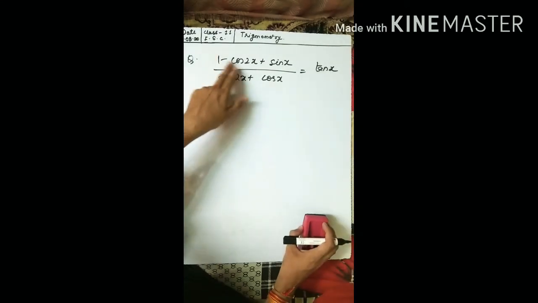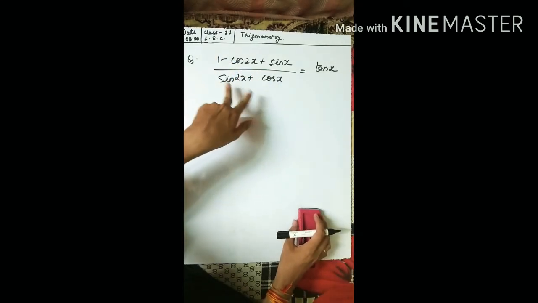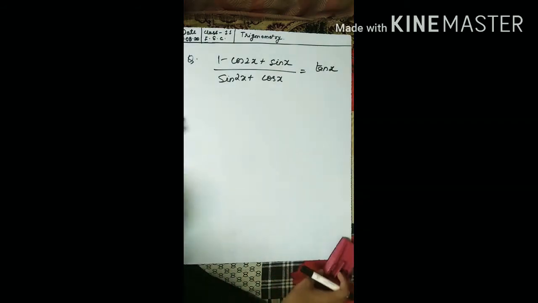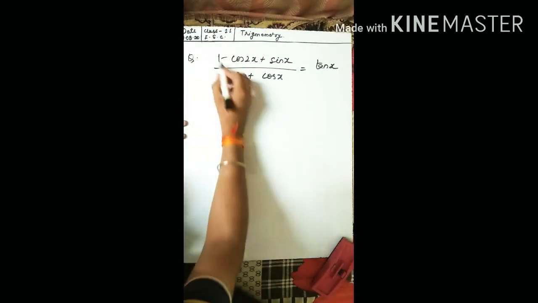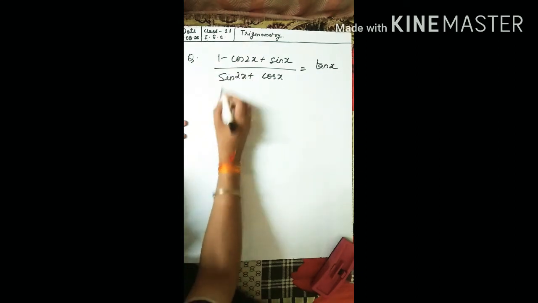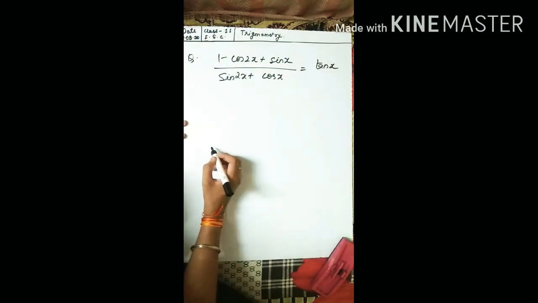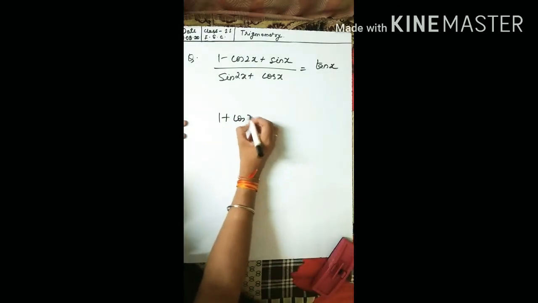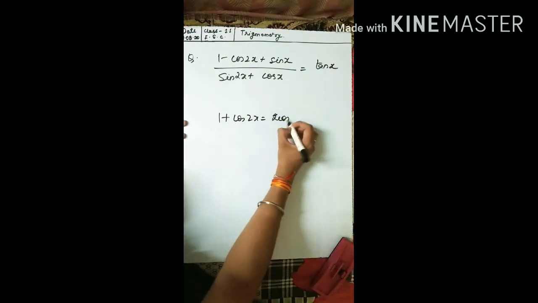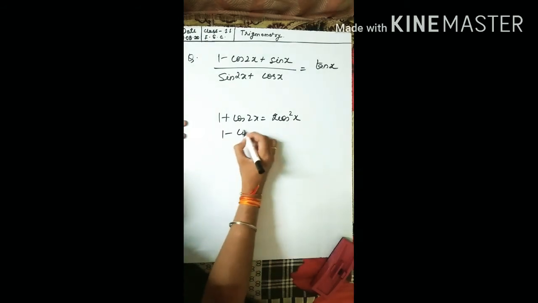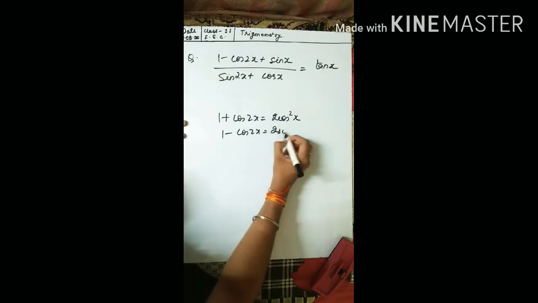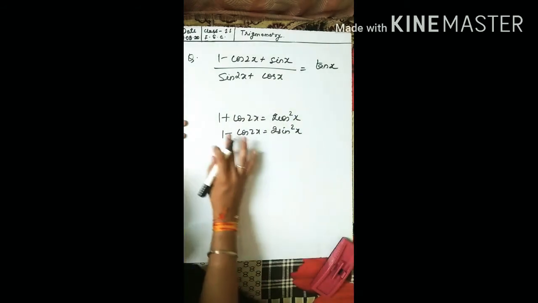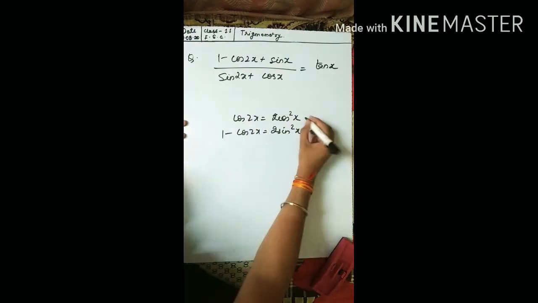It says (1 minus cos 2x plus sin x) upon (sin 2x plus cos x) is equal to tan x, we have to prove. Okay, so let us do this. As we know, you just remember one thing: 1 plus cos 2x is 2 cos square x and 1 minus cos 2x is 2 sin square x. We have discussed this previously.